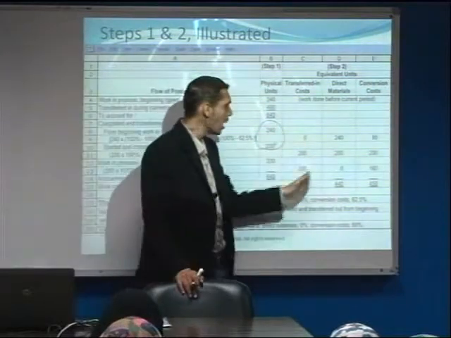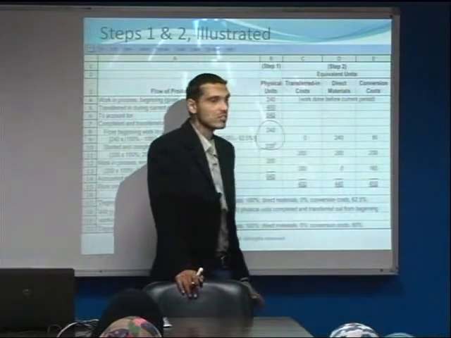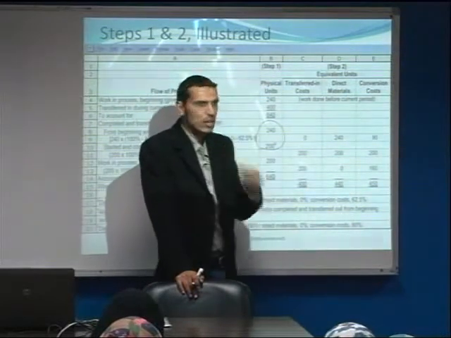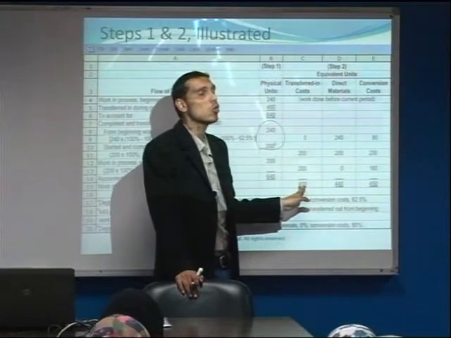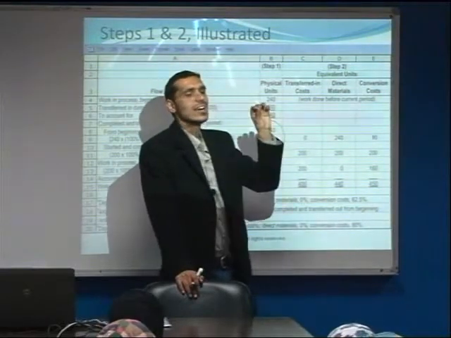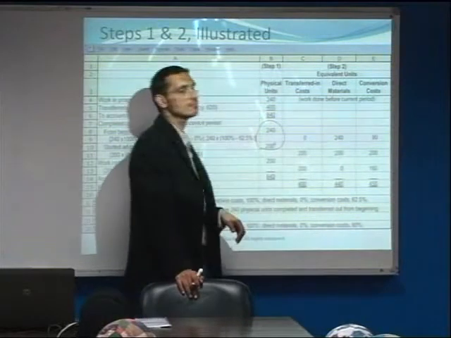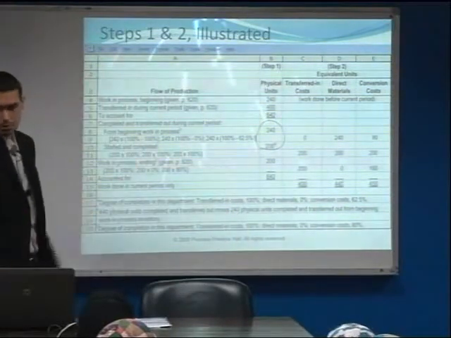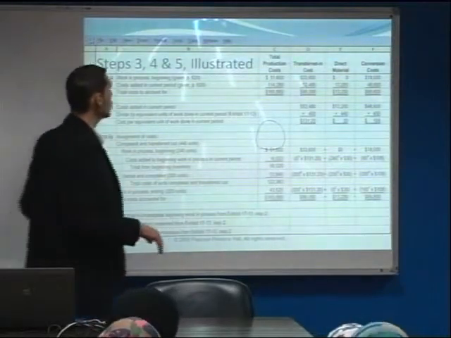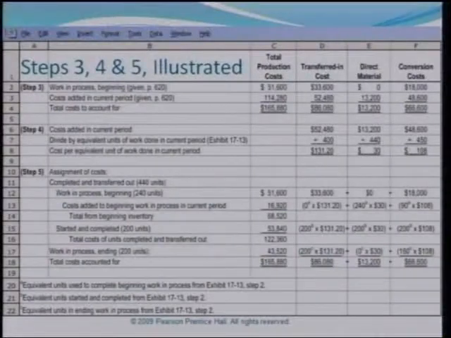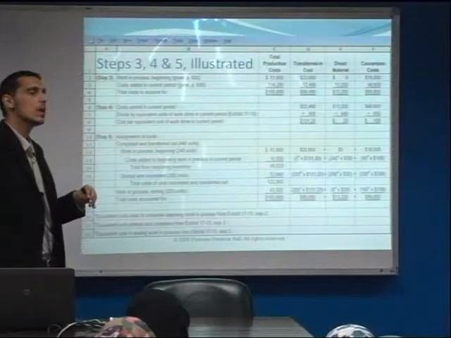Now, we are going to add up all the equivalent units for the work done in this period. We would have the total number of equivalent units for the work done in this current period. Now let us go to steps number 3 to 5. Of course, the same steps. Step number 3, we are going to summarize the production cost.